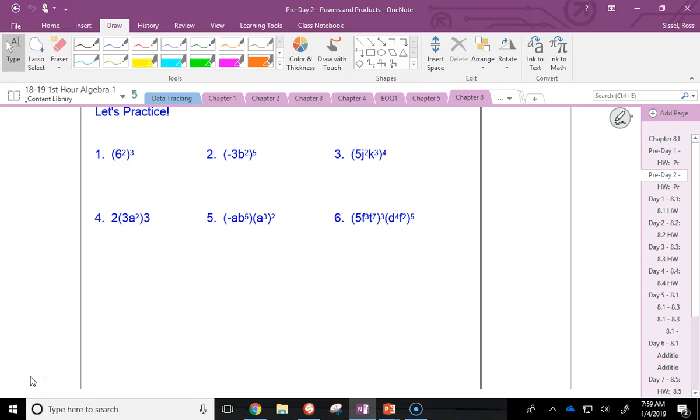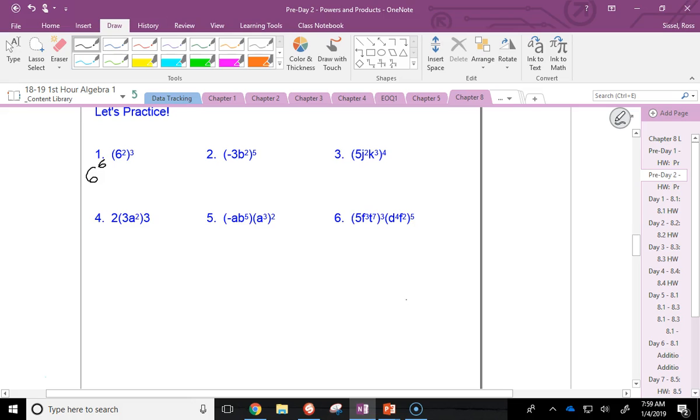Okay. So here's a couple things. And this is a good kind of question. On the very first one, you could have easily just done 6, and then you have a power of 2, and then it's being multiplied by the power of 3. So it would have been 6 to the 6th power.